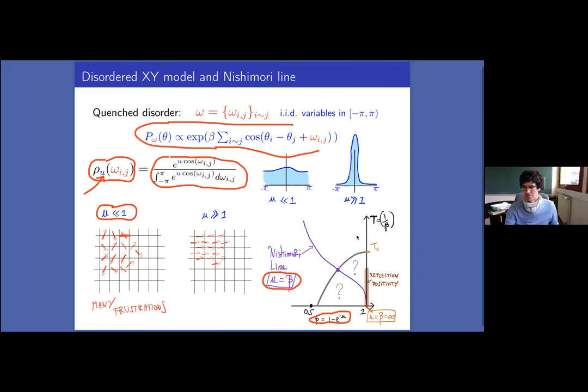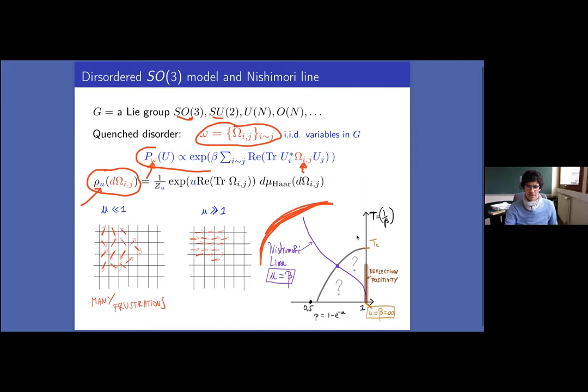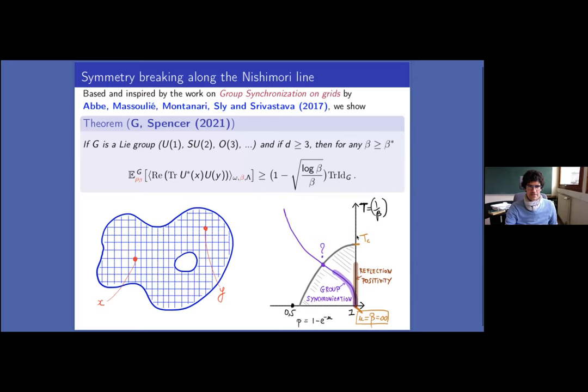Other questions? So if not, let me state the theorem. Before we go to the theorem, more or less everything is in this picture. When there is no disorder, there is reflection positivity, and our theorem is that there is a long range order along this line for a certain y. And of course, our technique does not allow us to go anywhere close to the critical point.